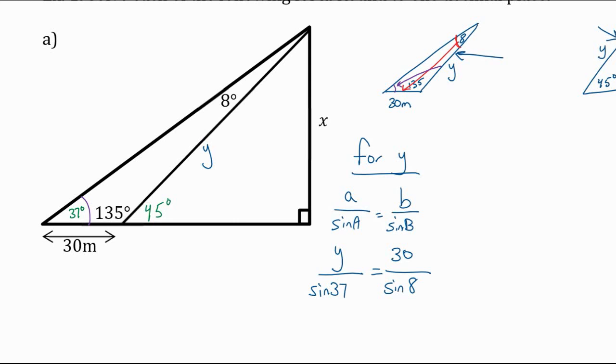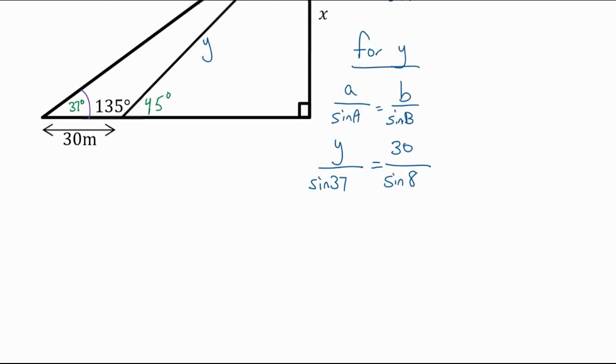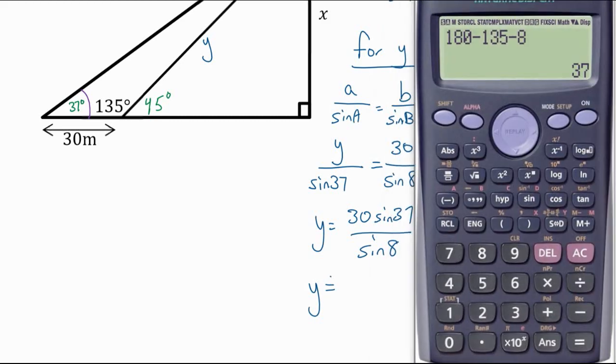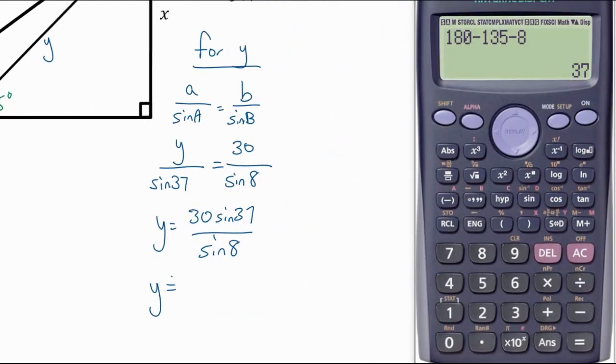Okay, so I'm still finding y here, and I'm going to rearrange this. And I am going to go 30 sine 37 close bracket divided by sine 8 equals. So I'm going to keep a whole bunch of decimal places, 129.72658. I'm keeping 5 decimal places.